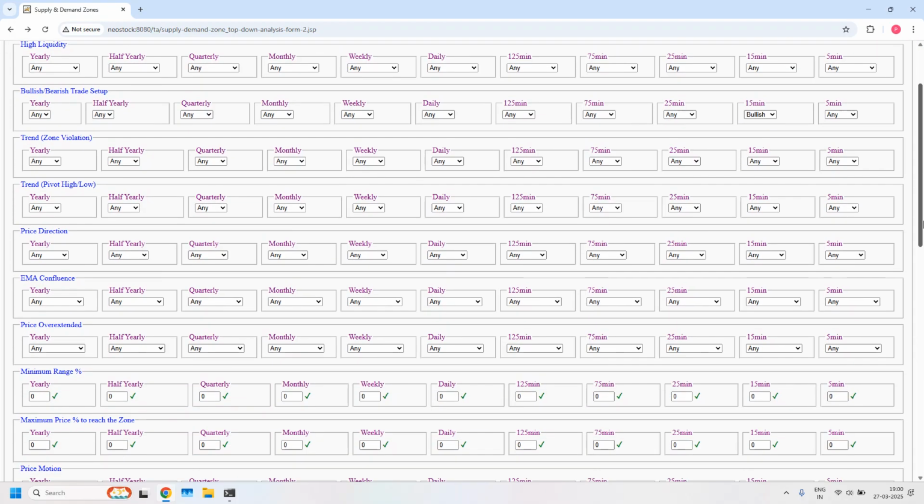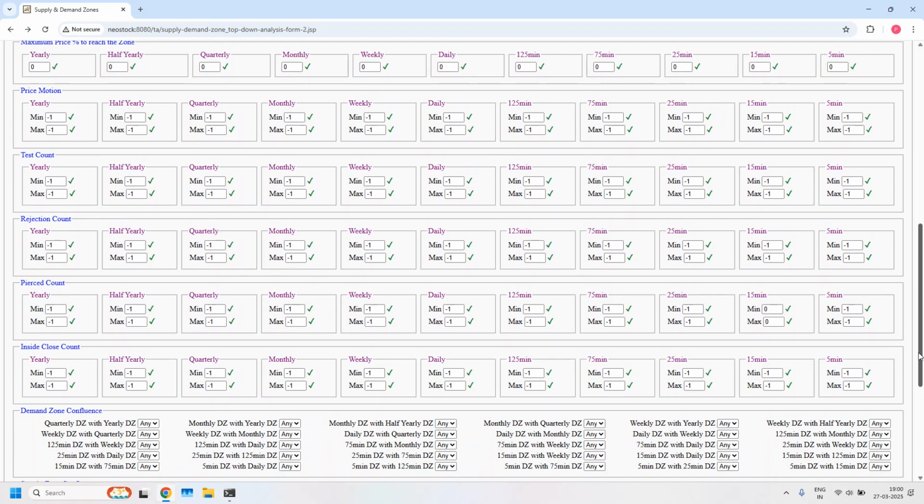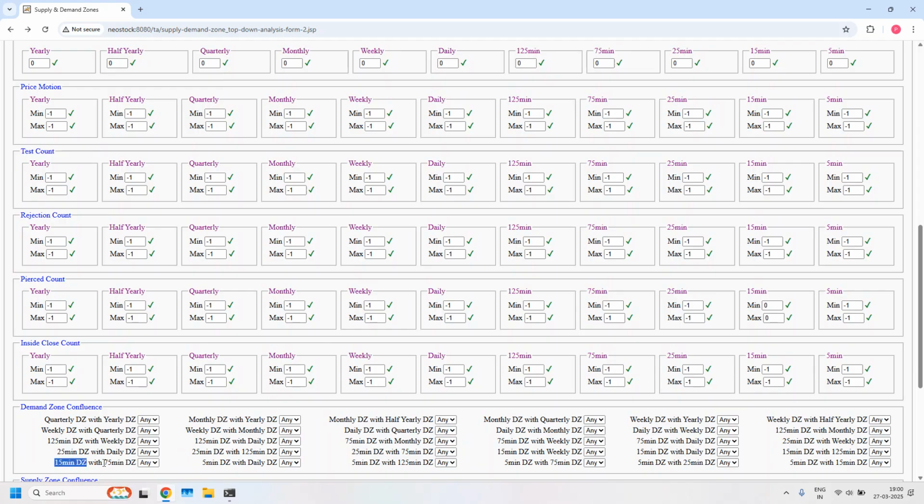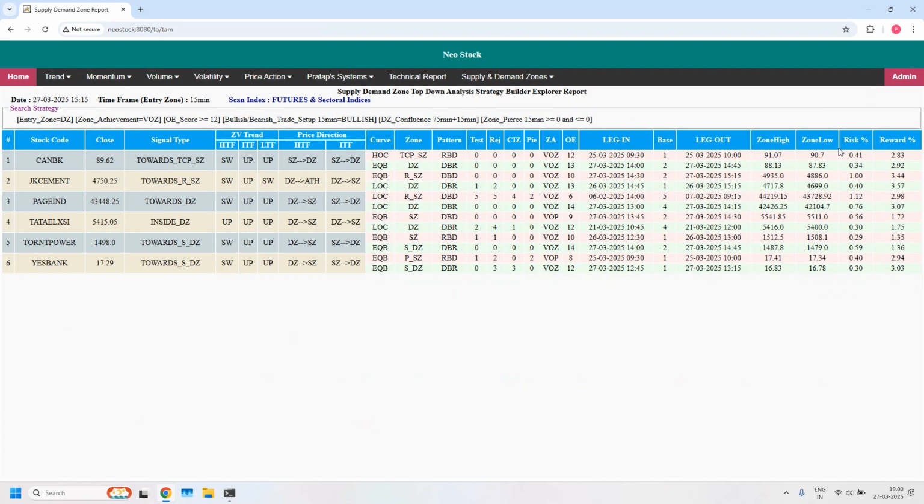So first filter is LTF, ITF demand zone confluence. That is 15 minutes and 75 minutes demand zone confluence. I enabled the filter. With this filter, out of 8, we got 6 stocks. In these 6 stocks, these 15 minutes demand zones are overlapped with 75 minutes demand zones. And the 75 minutes trend is up in all these stocks. So that is the reason why if 75 minutes demand zones are having daily EMA confluence, then these 15 minutes demand zones might be having more high probability to get success.